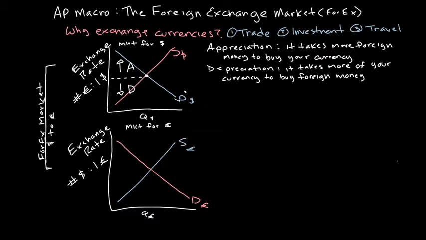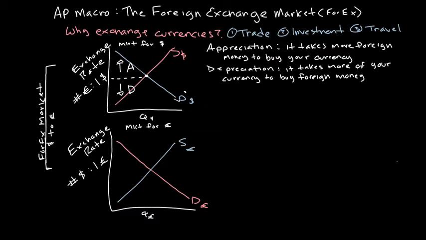So currency appreciation occurs when your currency is worth more. And what that means in the context of the exchange rate is that it takes more of a foreign currency to buy yours. So if it takes more euros to buy my dollar than it did before, the dollar has appreciated. The other side to that is depreciation, when your currency has lost value. And on the market over here, it looks like that when it takes more of your currency to buy foreign money.